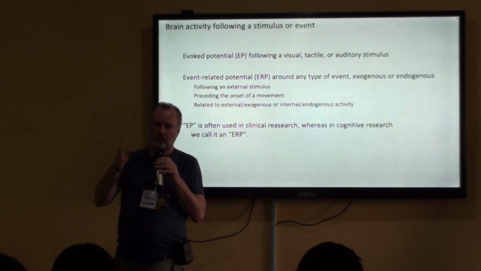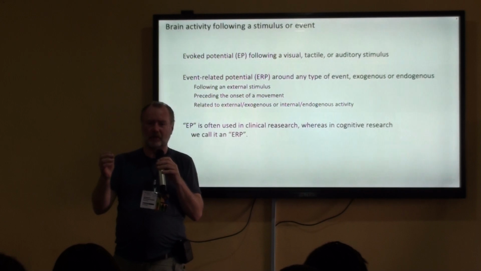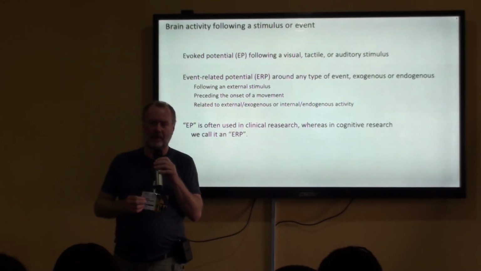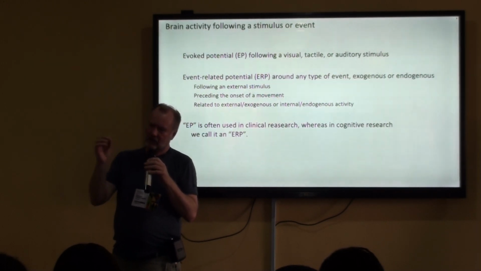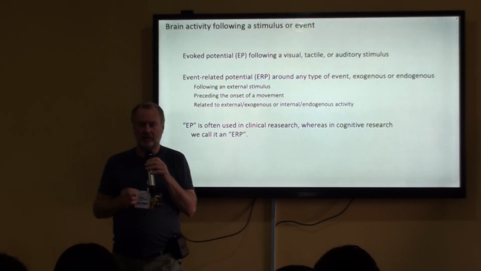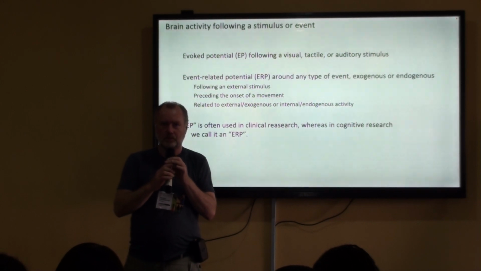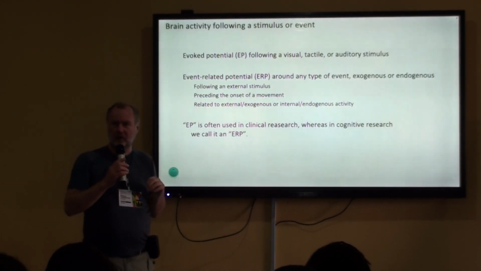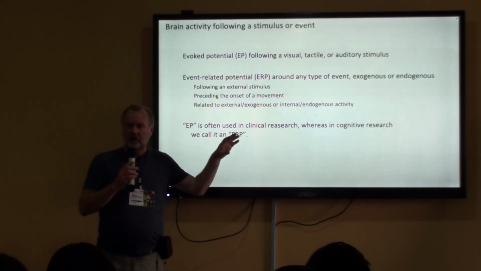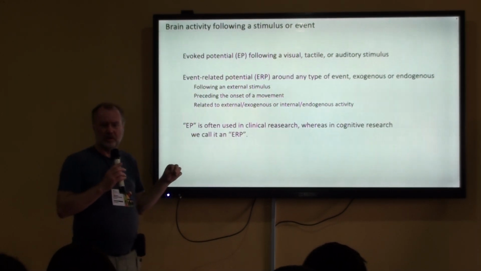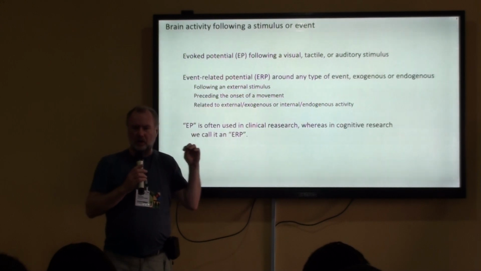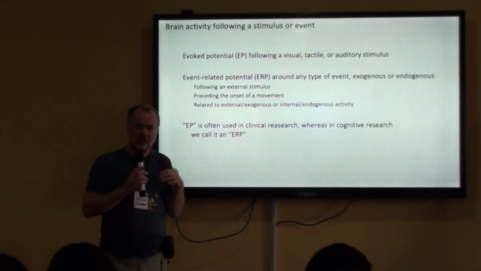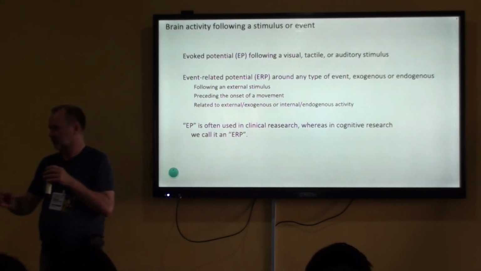Of course, if we have external activity, it is easier to find them because we can sense triggers at the moment that the external event happens. Whereas getting precise timing of the brain doing something itself is more difficult. Evoked potentials, EPs, are often used in clinical research, whereas in cognitive research, in general, we always call it an ERP. Evoked potentials are ERPs. Some of the ERPs are evoked potentials. That's how you can think of them.